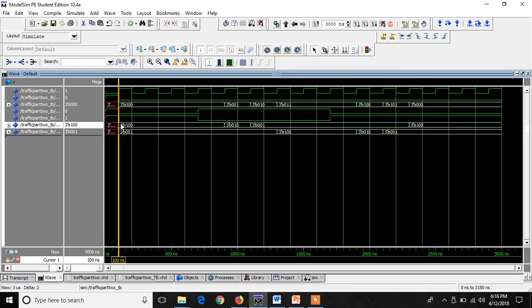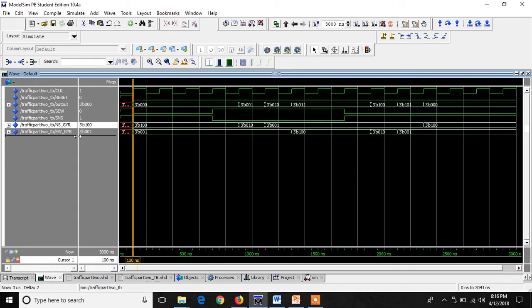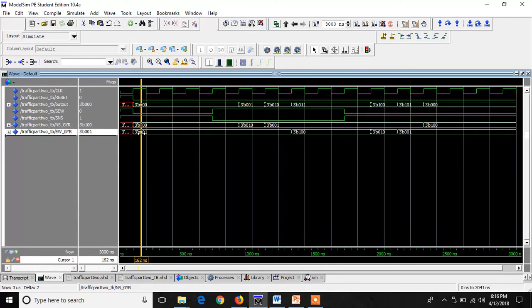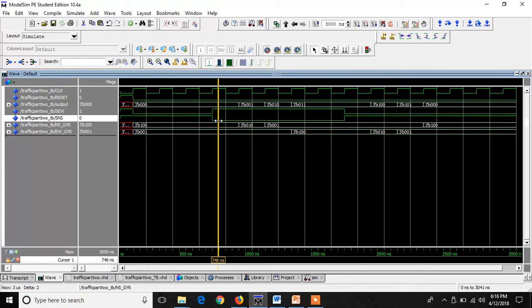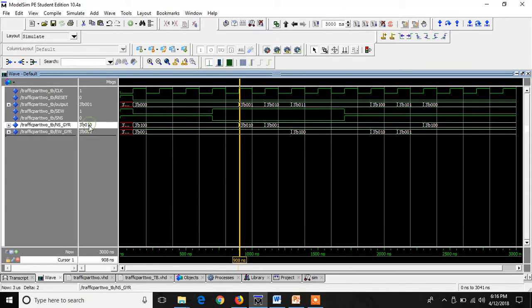So at this point, we have north-south green, east-west red. North-south has a car here, so it's always going to stay here as long as that car is here. So it stays up until this point. At this point, east-west has a car here, but north-south does not. So at the next clock edge, it's going to start cycling, north-south green to yellow. So here we can see it's yellow now. And then at the next clock edge, it becomes red.